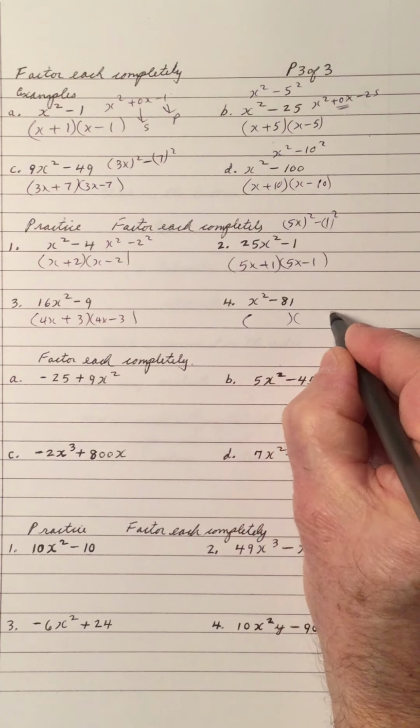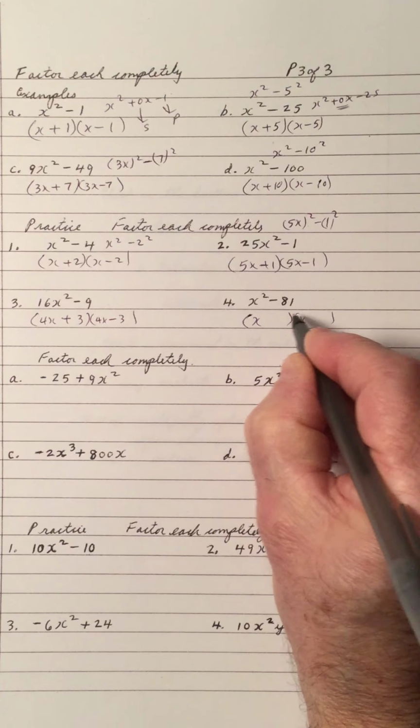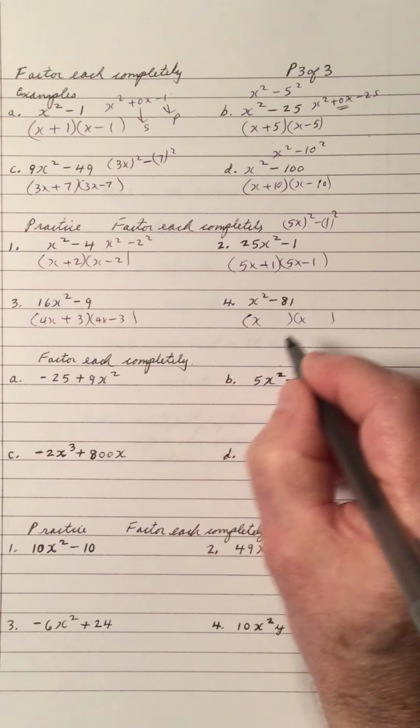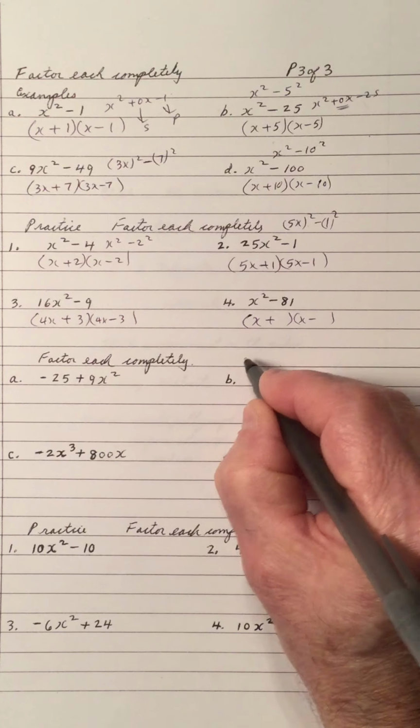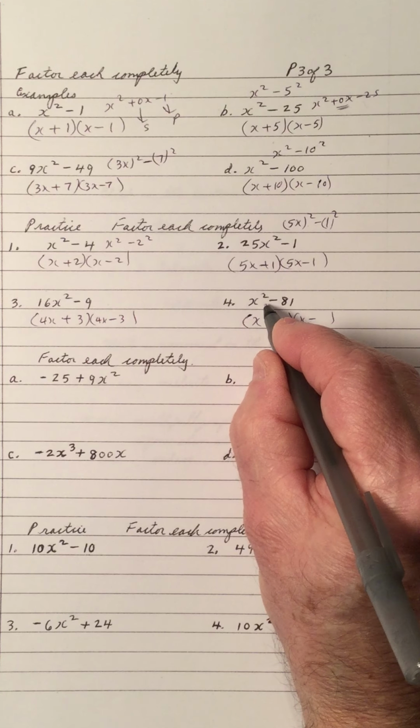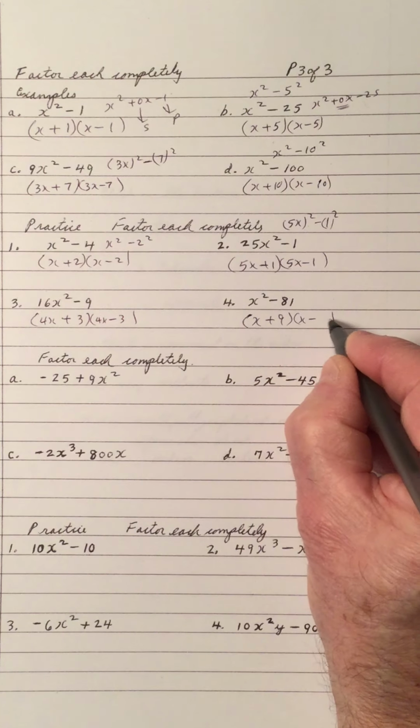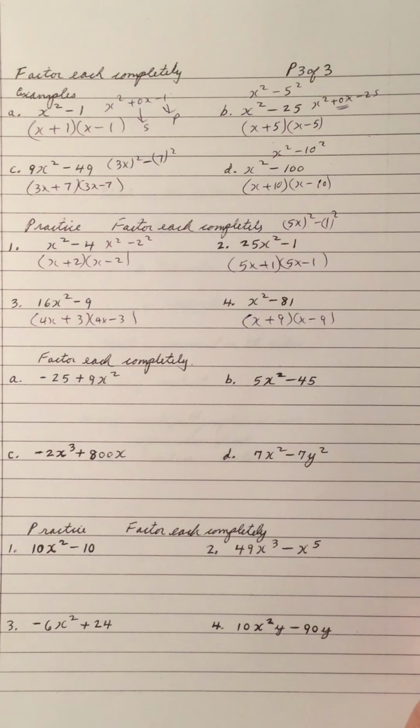And this one, x squared is x and x. Got to be that to get x squared. And product is negative 81, so it's got to be a plus and a minus. And there's no middle term because it's a 0, so that means it's got to be 9 and 9. Perfect. Difference of two squares. You'll see it over and over and over.